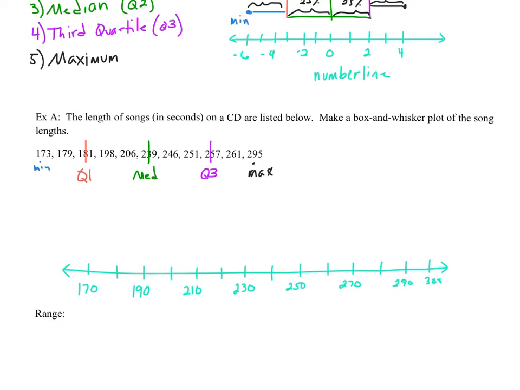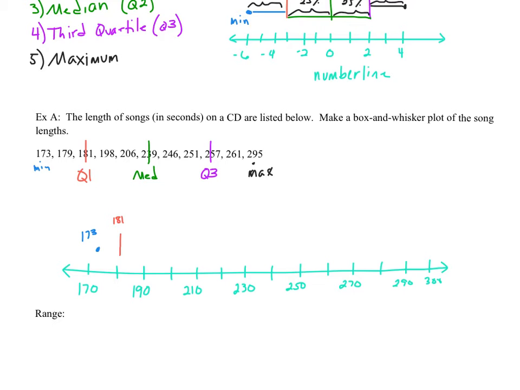Okay, so let's put our stuff on here. It's going to be an approximate, and that's okay. So at 173, I'm going to say it's about right there. So there's my minimum. And sometimes it's nice to label them. So I'm going to say that that's 173 there, just to say what my data actually is. And then Q1 is 181, so it's about right there.